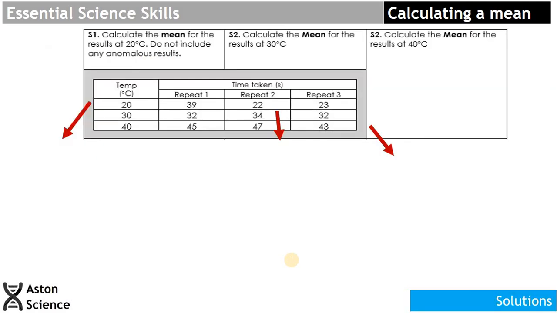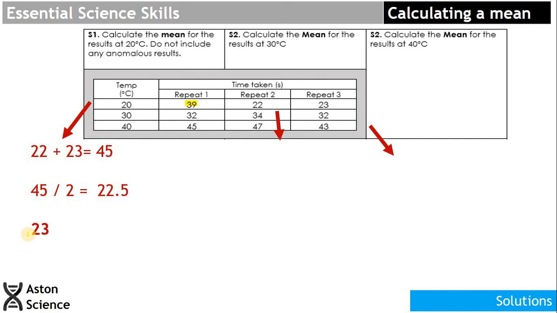Well done, you've had a go at answering those 3 questions. Now we're just going to quickly check our answers. For question 1, we've got the anomalous result at 39 in repeat 1. So we're going to add the 2 remaining repeats. 22 add 23 gives us an answer of 45. Dividing by 2 because there's 2 numbers we've worked with, and we're putting it to 2 significant figures. This is the first significant figure, this is the second. Because the number to the right is 5 or greater, we're going to round that up to 3. So that gives us an answer of 23.